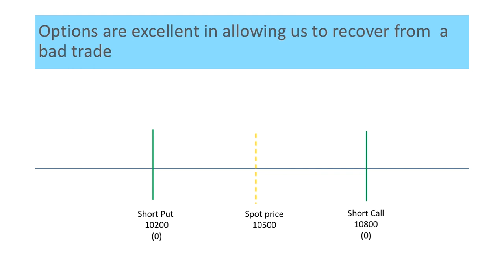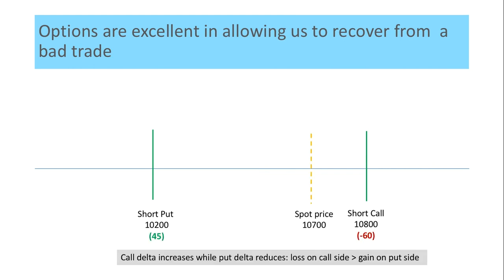It's made a move all the way up from 10,500 to 10,700. So when the spot price increases, as we learned earlier in option Greeks, the delta of call will become heavier than the delta of put. Since the spot price has moved away from the strike price of the short put, the put delta will reduce and the call delta will increase. So this way, the loss that we'll incur on the call leg of our triangle will be greater than the gain that we'll incur on the put side of our trade.